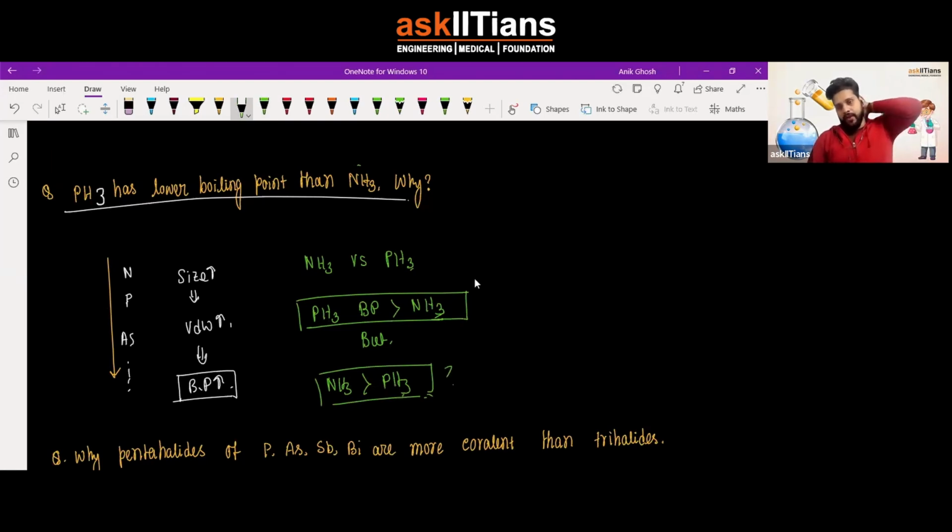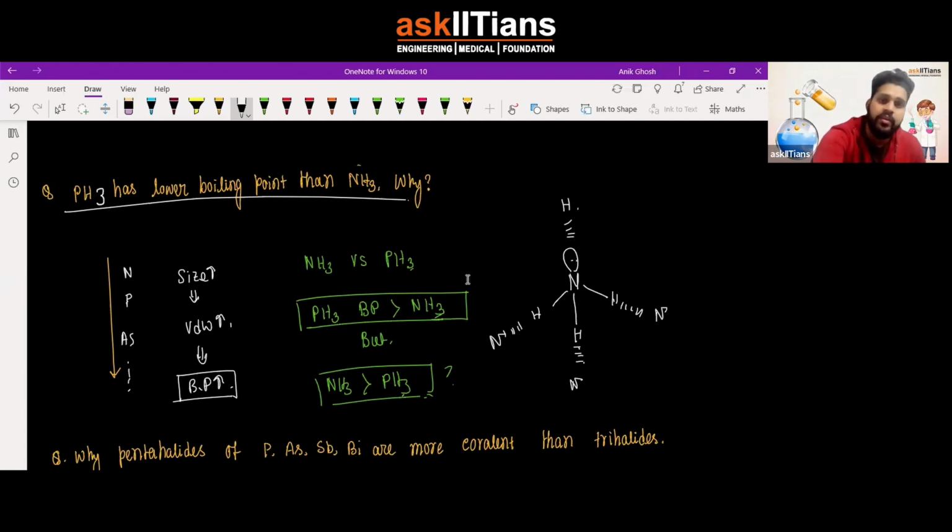The answer is because of hydrogen bonding. You know, nitrogen is capable of making 4 hydrogen bonds, which nobody else can do, right? It can make hydrogen bonding from this center, and from this center, from this center. Okay? Because of hydrogen bonding, you can say that ammonia has a higher boiling point.